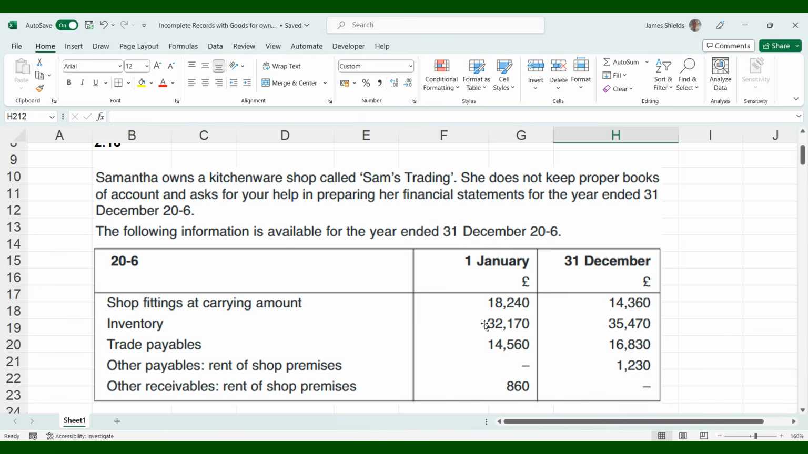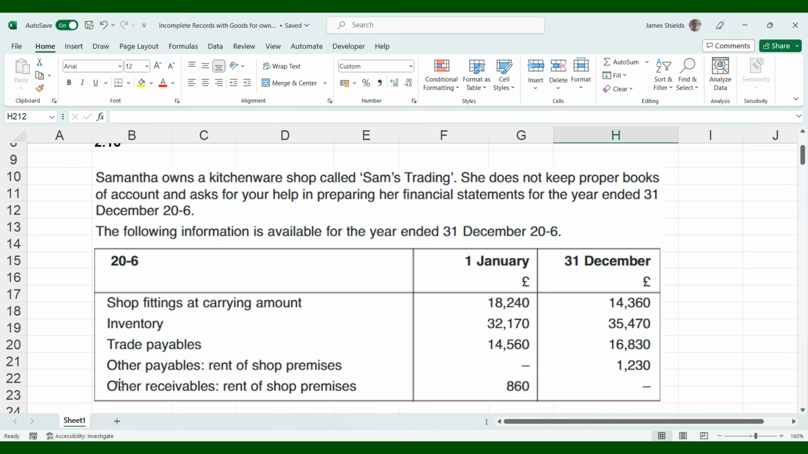Inventory, 1st of January, it would be your opening inventory, it's 32,170. And the 31st of December, at the end of the year, is the closing inventory of £35,470. Trade payables, the amount you owe to your credit suppliers, at the beginning of the year was £14,560, and at the end of the year it was £16,830.